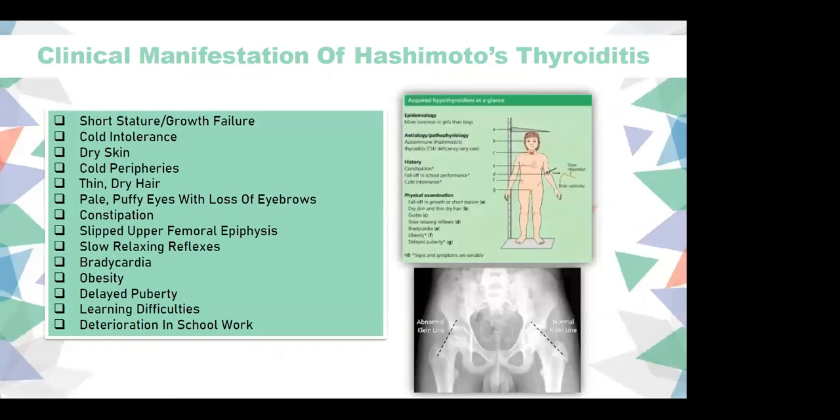So next, we move to the clinical manifestations of acquired hypothyroidism. As you can see listed on the board, such as short stature, cold intolerance, dry skin, cold peripheries, thin, dry hair, puffy eyes, loss of eyebrow, constipation, slipped upper femoral epiphysis, as in the picture above, below, slow relaxing reflex, bradycardia, obesity, delayed puberty, learning difficulties, and also deterioration in schoolwork.